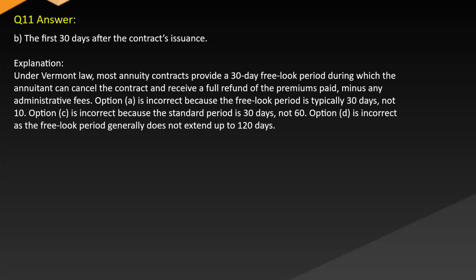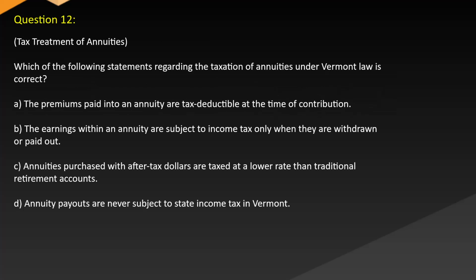Option A is incorrect because the free-look period is typically 30 days, not 10. Option C is incorrect because the standard period is 30 days, not 60. Option D is incorrect as the free-look period generally does not extend up to 120 days. Question 12. Tax treatment of annuities.